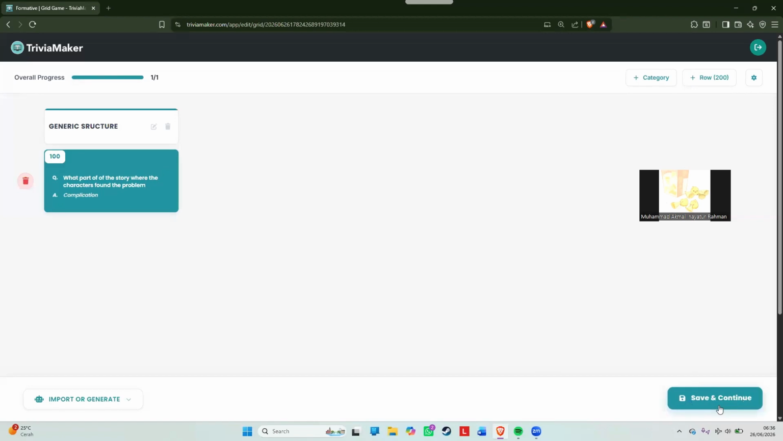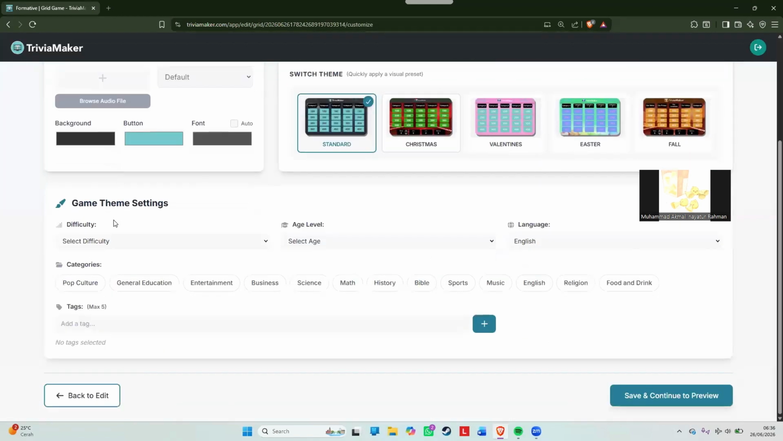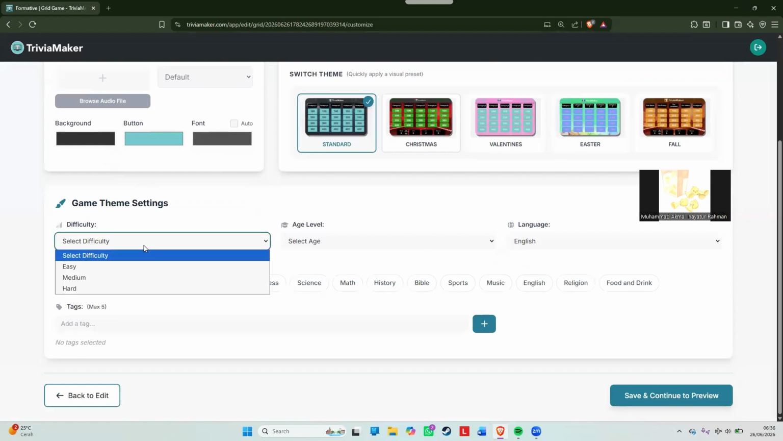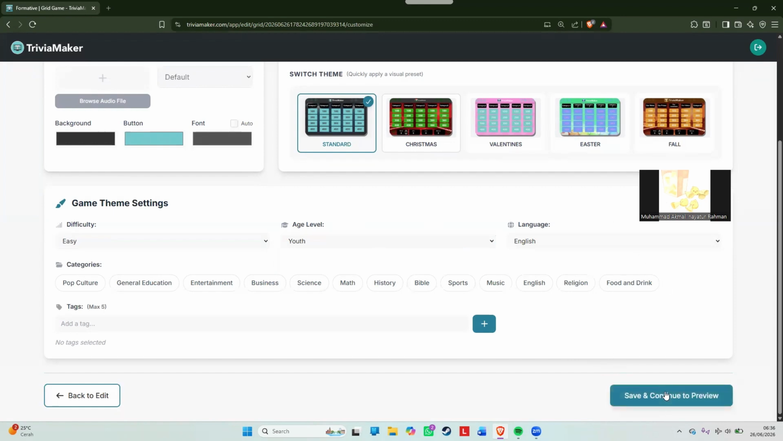Then all I need to do is save and continue. And then select the difficulty because this is easy. So let's use easy. The language is English. And then what you want to do is to save and continue to preview.